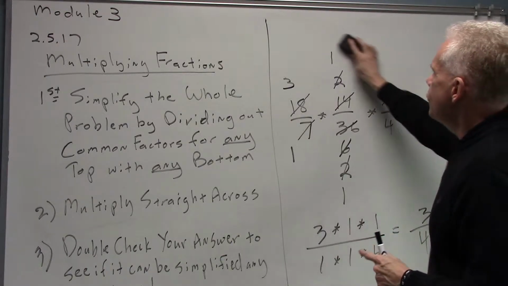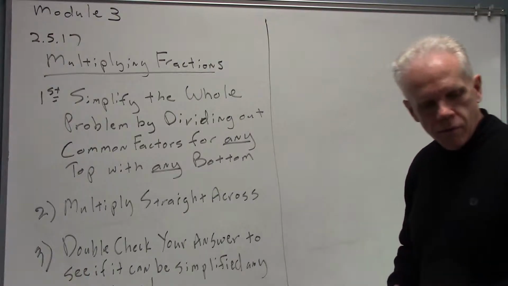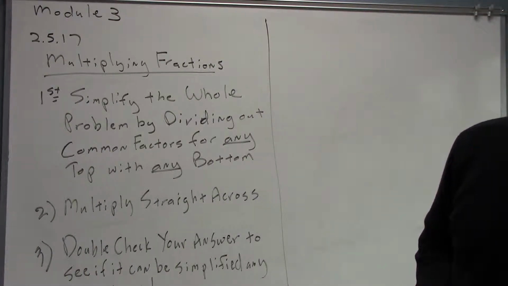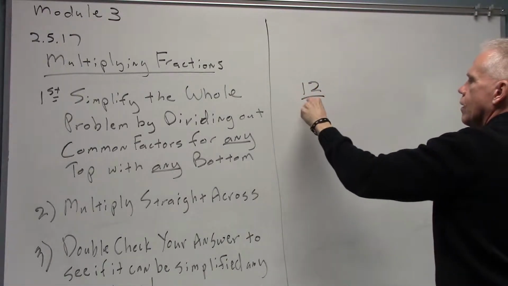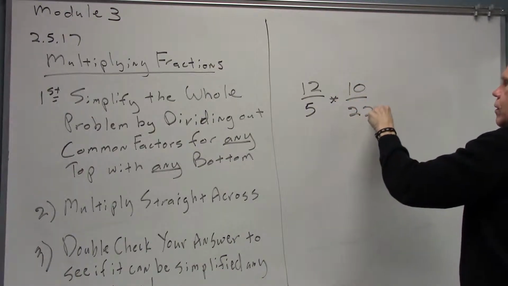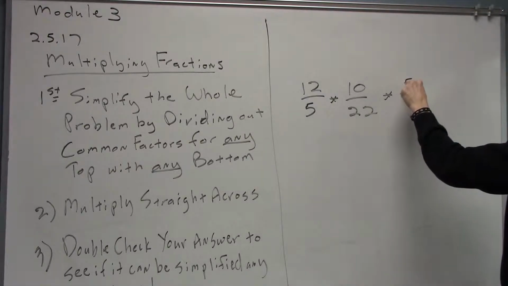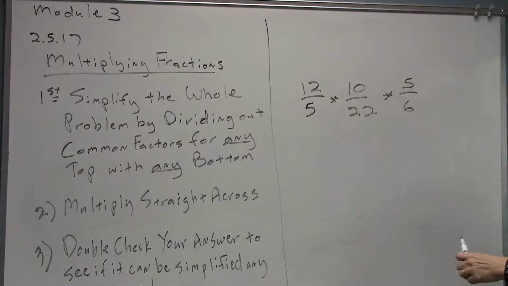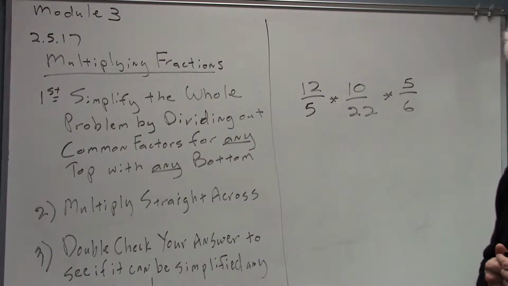Let's give you one to do, to practice right here real quick, and we'll run through it together right afterwards. So how about 12 over 5 times 10 over 22, and then let's multiply that times 5 over 6. Copy that down, pause the video, and work that, and then come back and we'll do it together.